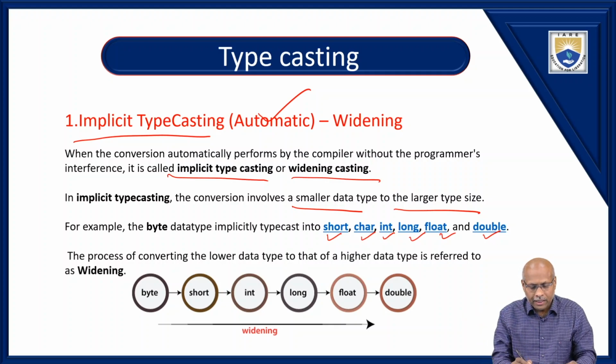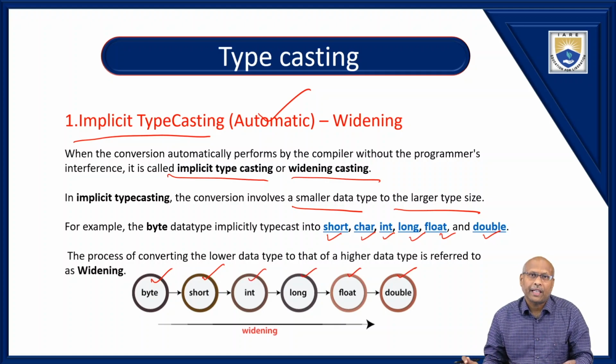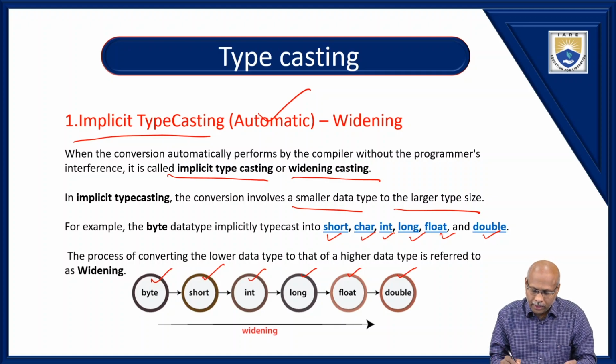In the diagram it is given: byte first, the smaller one, next short. Byte requires 1 byte, short requires 2 bytes, int requires 4 bytes, long requires, sorry, 8 bytes, float requires 4 bytes, double requires 8 bytes. So in this order you can convert from one type to another type. So this typecasting is also known as what? Widening.